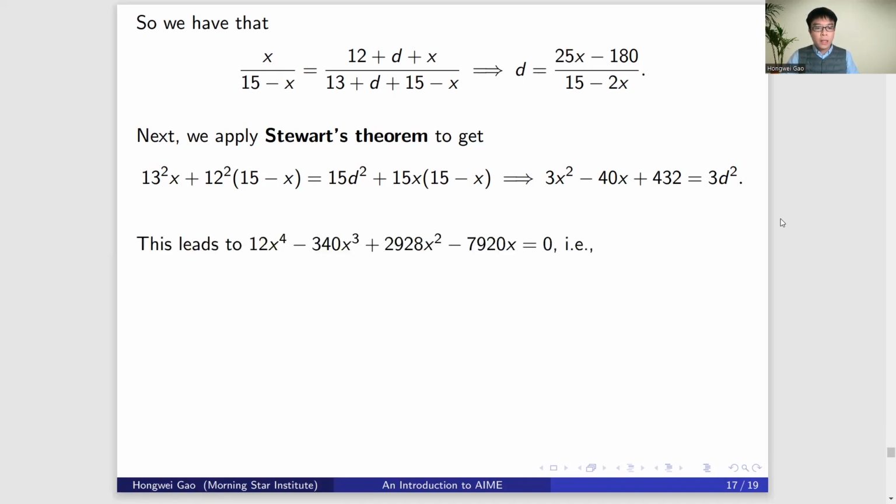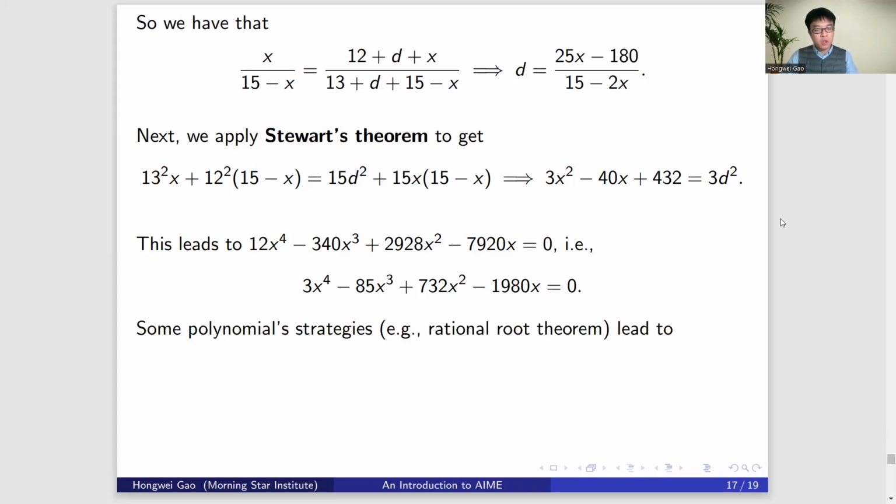So here, we can plug in d from above to get an equation only in x. It is a polynomial, which we can simplify to the following: 3x to the fourth power minus 85x cubed plus 732x squared minus 1980x equals 0. The remaining question is just to solve for x. Now, we need to apply some polynomial strategies. For example, using the rational roots theorem, we can find the rational roots.